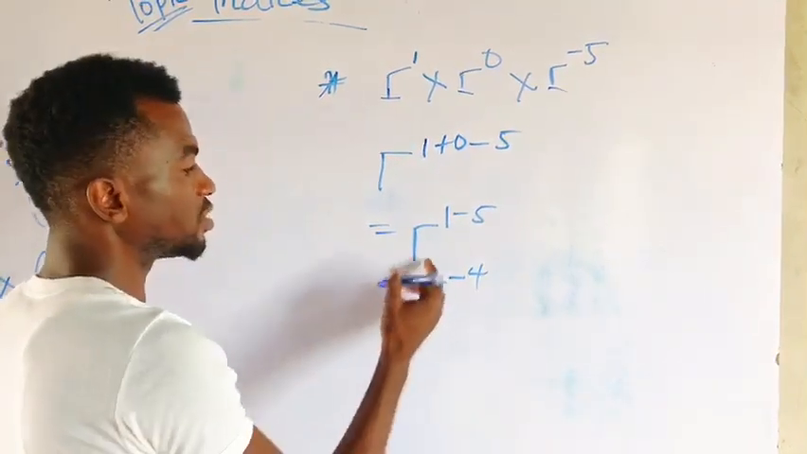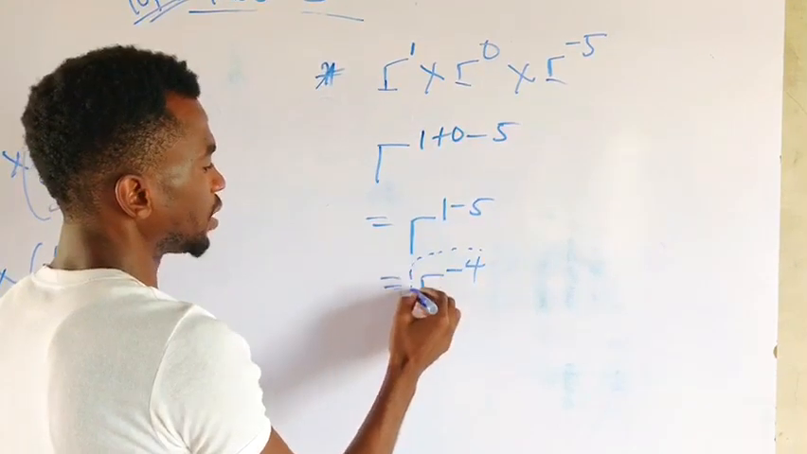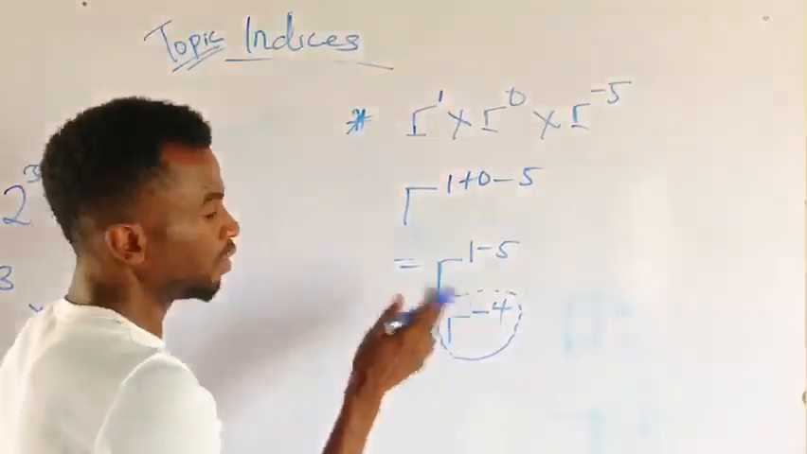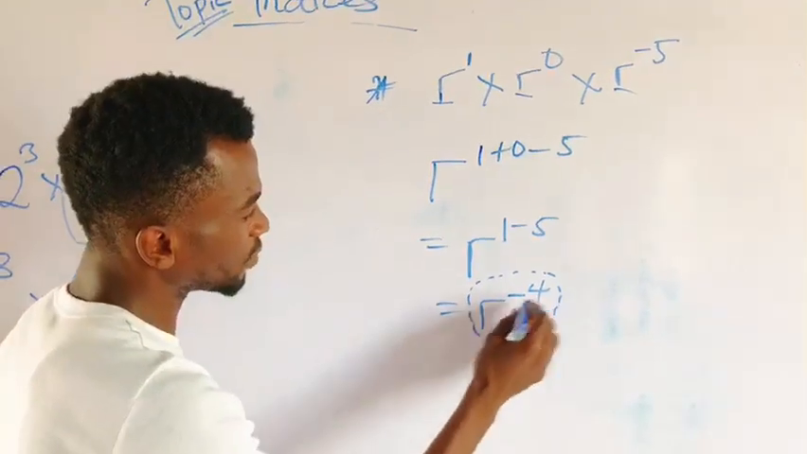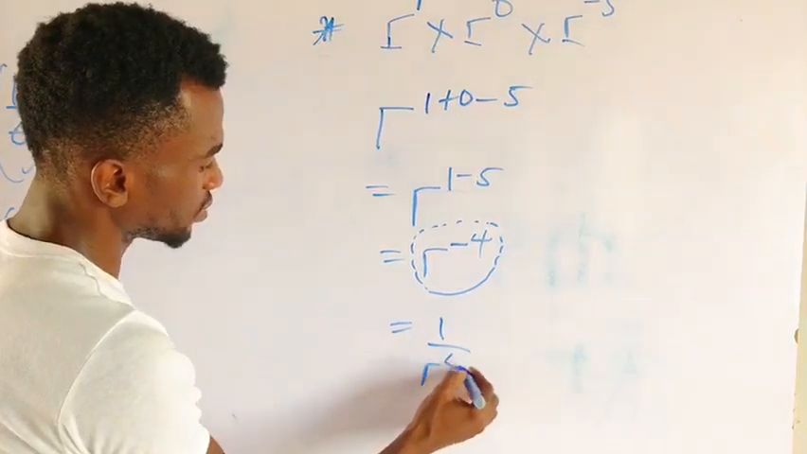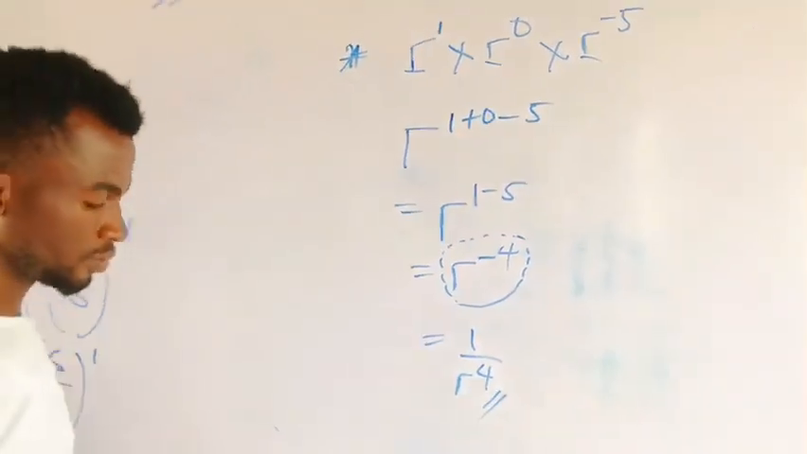So it brings us to this place. But we cannot leave our answer like this because the other law of indices told us that if we have something like this, we should make it 1 over r raised to the power of 4. This is the solution.